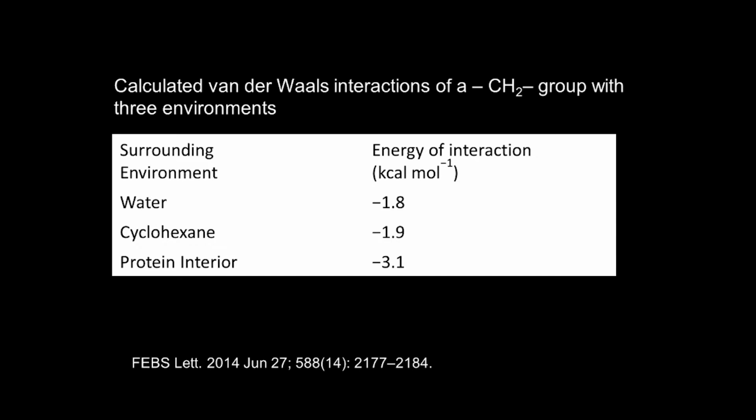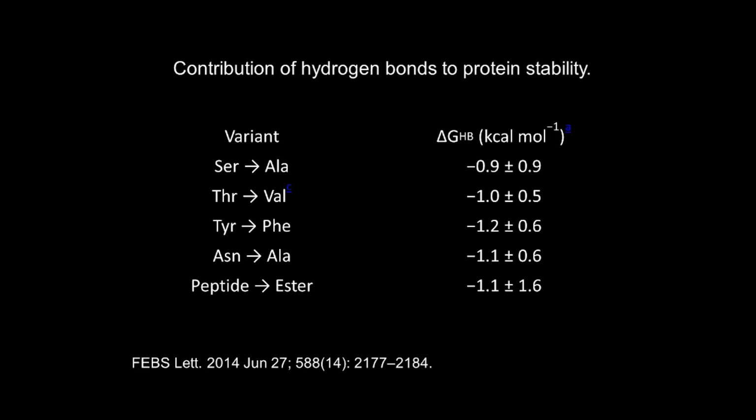So how do hydrogen bonds improve the stability of protein? If you look at serine, alanine, this is about minus 0.9 kcal. Valine and threonine minus 1, tyrosine, phenylalanine minus 1.2, and so on. So this is how the hydrogen bonds in various amino acids contribute to the energy.